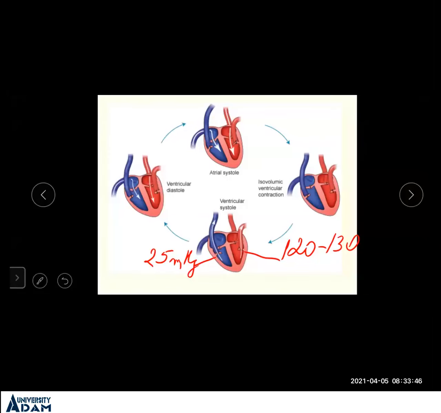So now what about the pressure in ventricles during diastole, in the left and right ventricle? In the right ventricle, it's very less. Ma'am, left can be 120 and right is 25. No, during diastole. During diastole, pressure decreases because muscles relax.